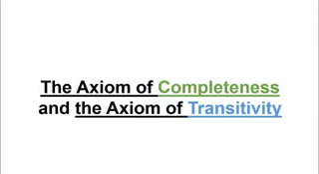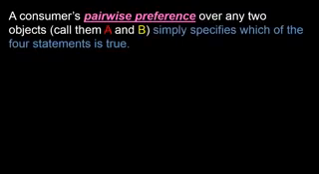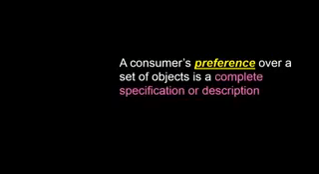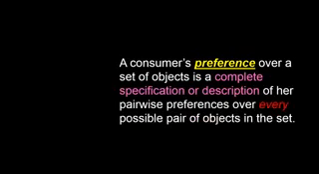The axiom of completeness and the axiom of transitivity. In the last video, we said that a consumer's pairwise preference over any pair of objects, call them A and B, is simply a specification of which of the following four statements is true. We then defined the consumer's preference over a set of objects to be a complete specification or description of her pairwise preferences over every possible pair of objects in the set.